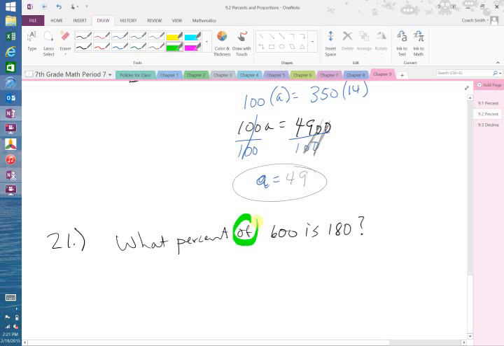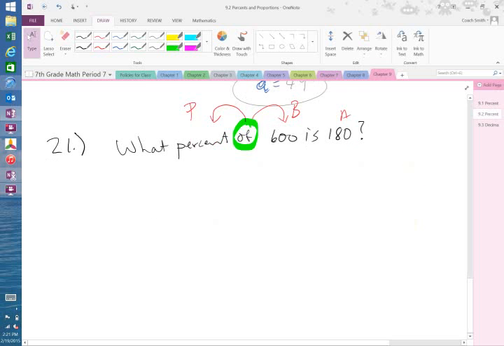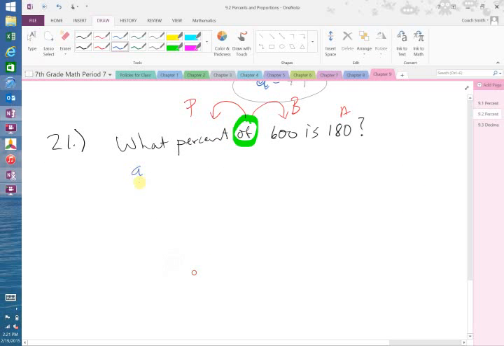So, here's your of. On the left of the of and the right of the of is your P and the B. This is your P, that's your B. Now, some of you did this, but then you flipped the numbers. You did that part properly, and you had this as your A, but then you flipped the proportion. You can't do that. That's why I rewrite the proportion every single time. That way I make sure I fill it in properly. So that's 180 over 600 equals P over 100.